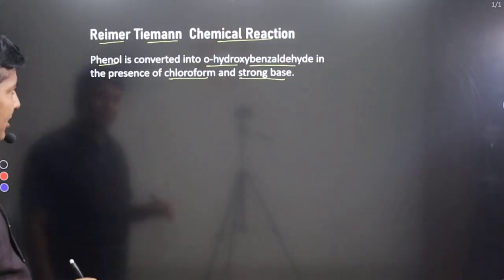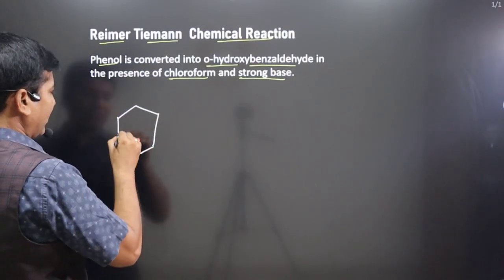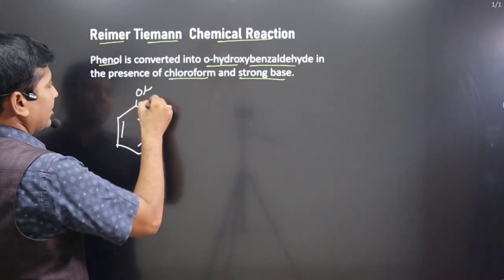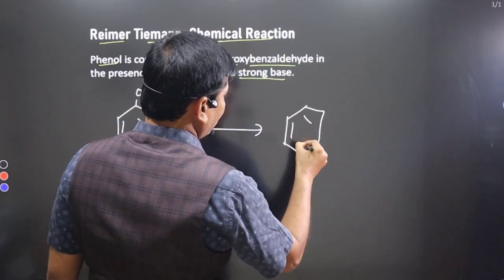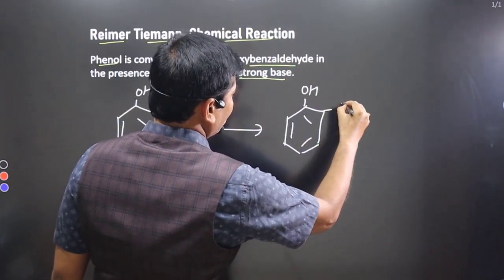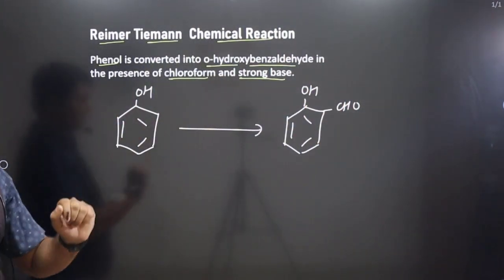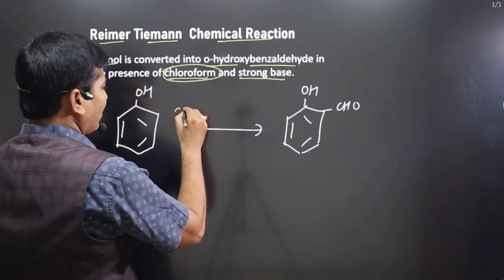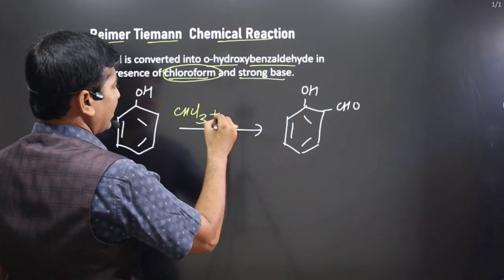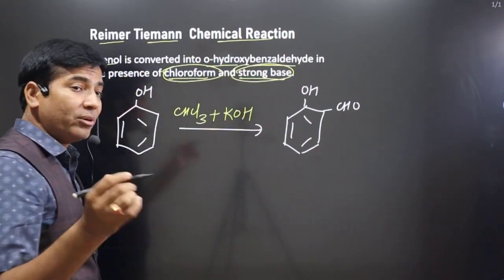Let me write down the chemical reaction. In the reaction we convert phenol into salicylaldehyde. In the salicylaldehyde structure, we have a benzene ring with OH, and in the ortho position we get an aldehyde group. The reagents used are chloroform, with the chemical formula CHCl3, and a strong base; we can take potassium hydroxide or sodium hydroxide.